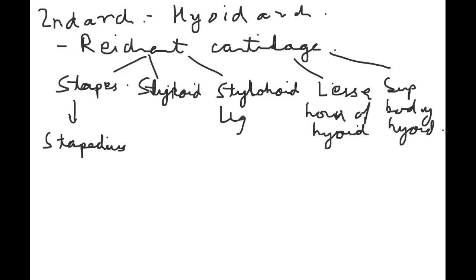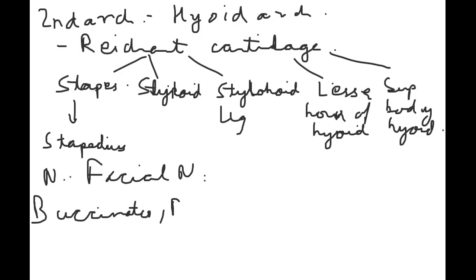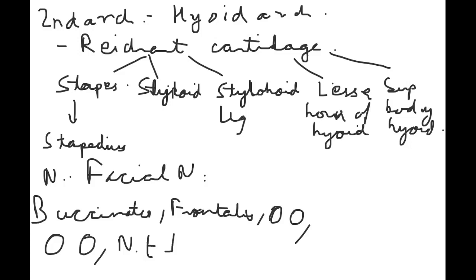Nerve supply is the facial nerve. So, since the facial nerve is the nerve supply, the various muscles supplied by it will be the muscles of facial expression. So you have the occipitofrontalis, the frontalis, orbicularis oculi, orbicularis oris, nerve to stapedius, posterior belly of the digastric. So these are some of the muscles which will be supplied by the hyoid, by the second arch.